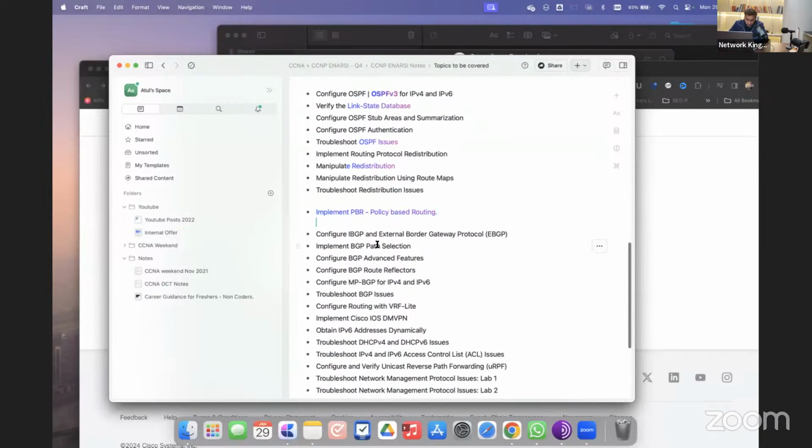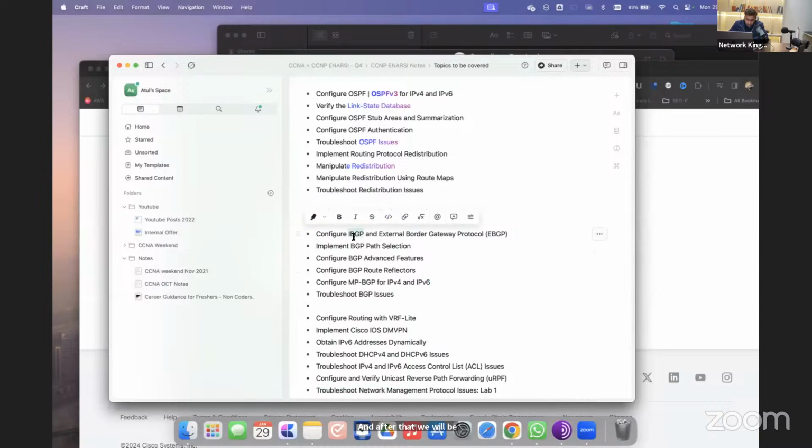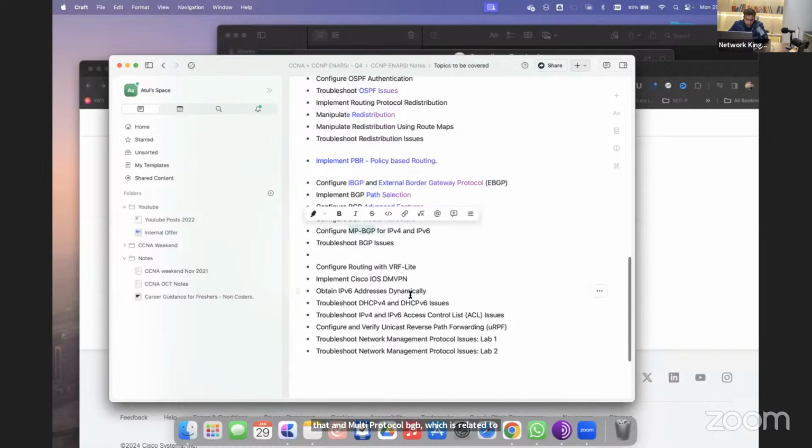After that, we will learn BGP. BGP is very vast: we have to learn IBGP, which is very important, and EBGP, which is how companies connect with different companies. Then BGP path selection, advanced features of BGP, and route reflectors, and how to configure them. Then multi-protocol BGP, which is related to MPLS and BGP, and troubleshooting BGP issues.